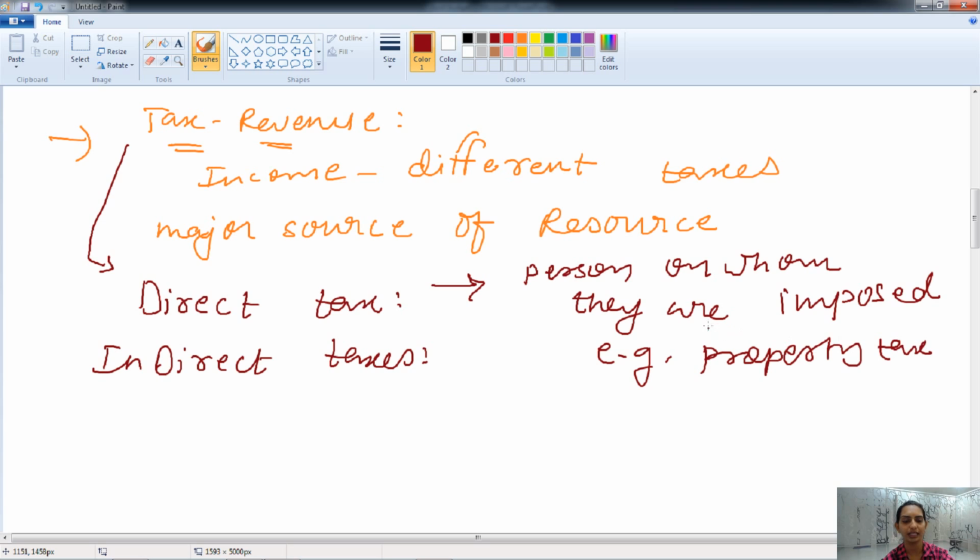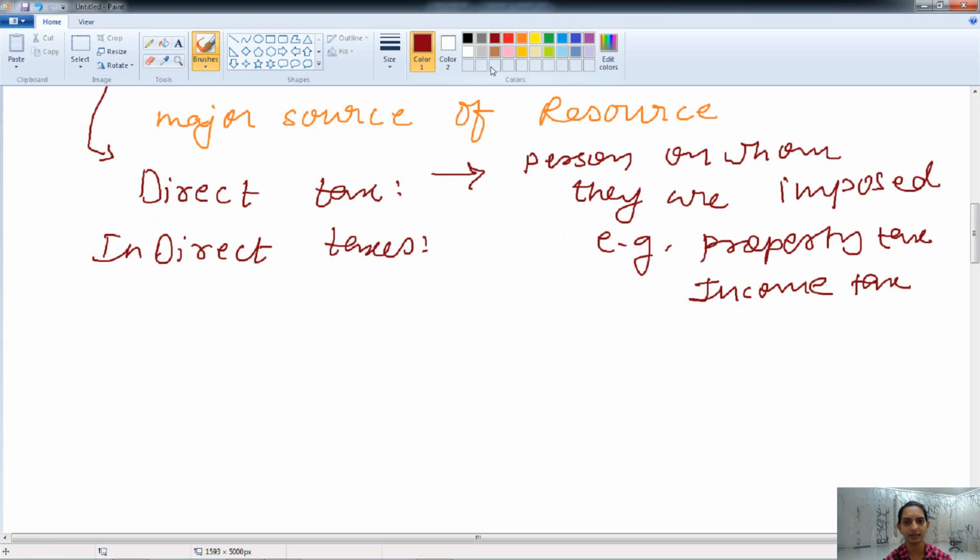Okay, for example, the property tax. The property owned by a particular person, let's say A, then A is liable to pay that tax, and he cannot shift his part of the tax to someone else. Therefore, it is known as a direct tax. The other example is the income tax. Okay, those are all known as direct taxes.